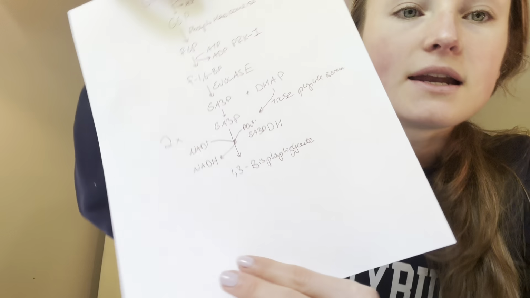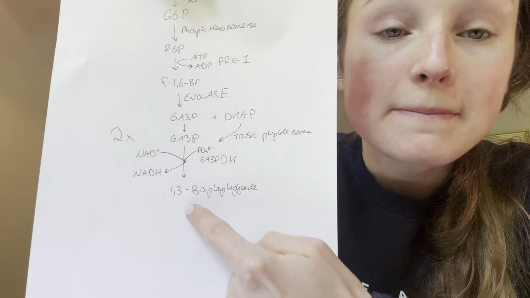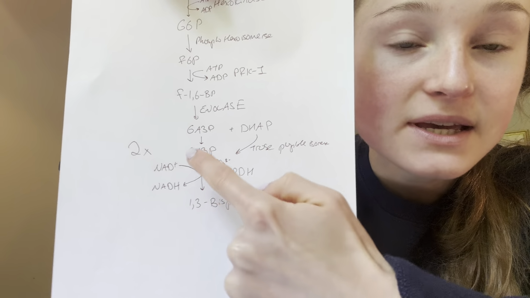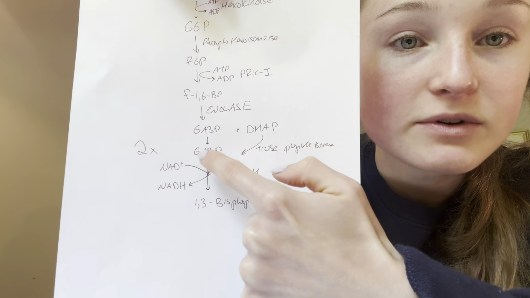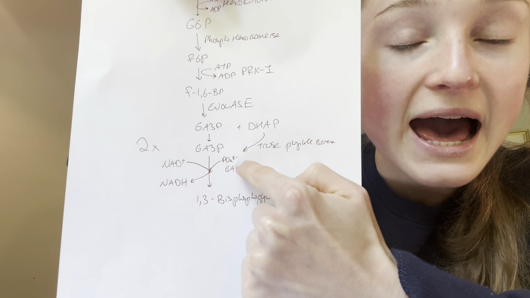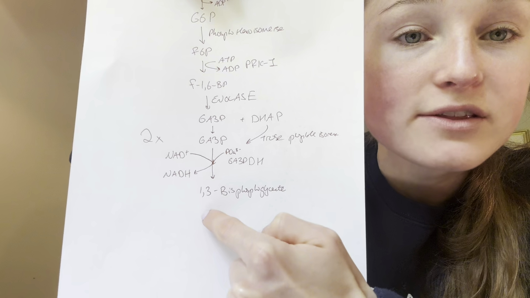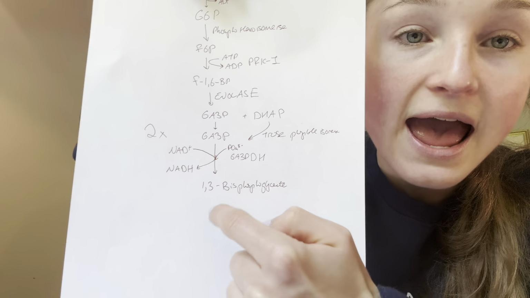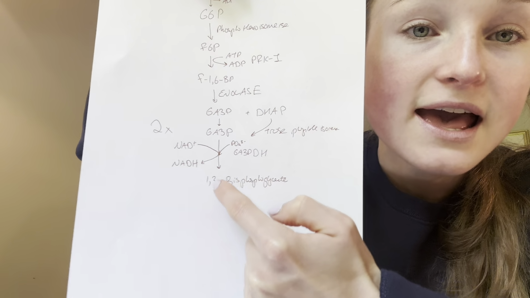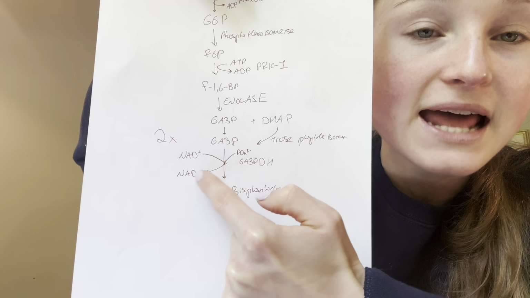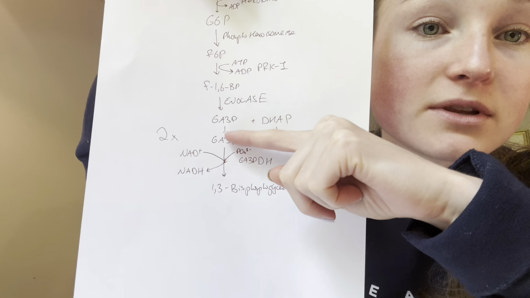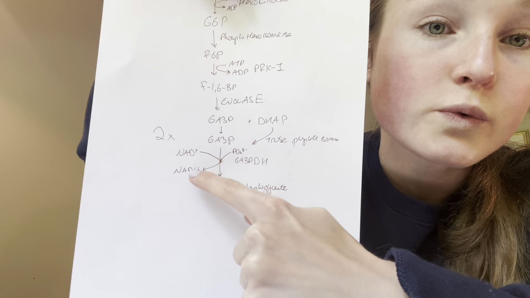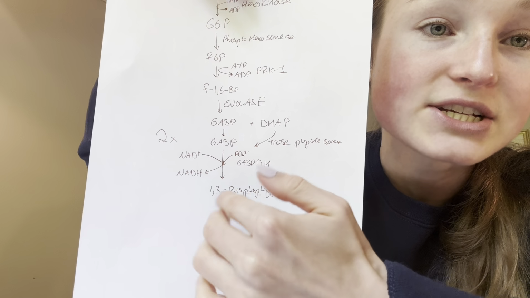1,3-bisphosphoglycerate, and it is 1,3-bisphosphoglycerate because GA3P has 1 phosphate and we've just added another phosphate. So now there's a phosphate on the first carbon and on the third carbon, and we've just yielded some NADH. Because everything below here is happening twice, we've yielded 2 NADH in this step.